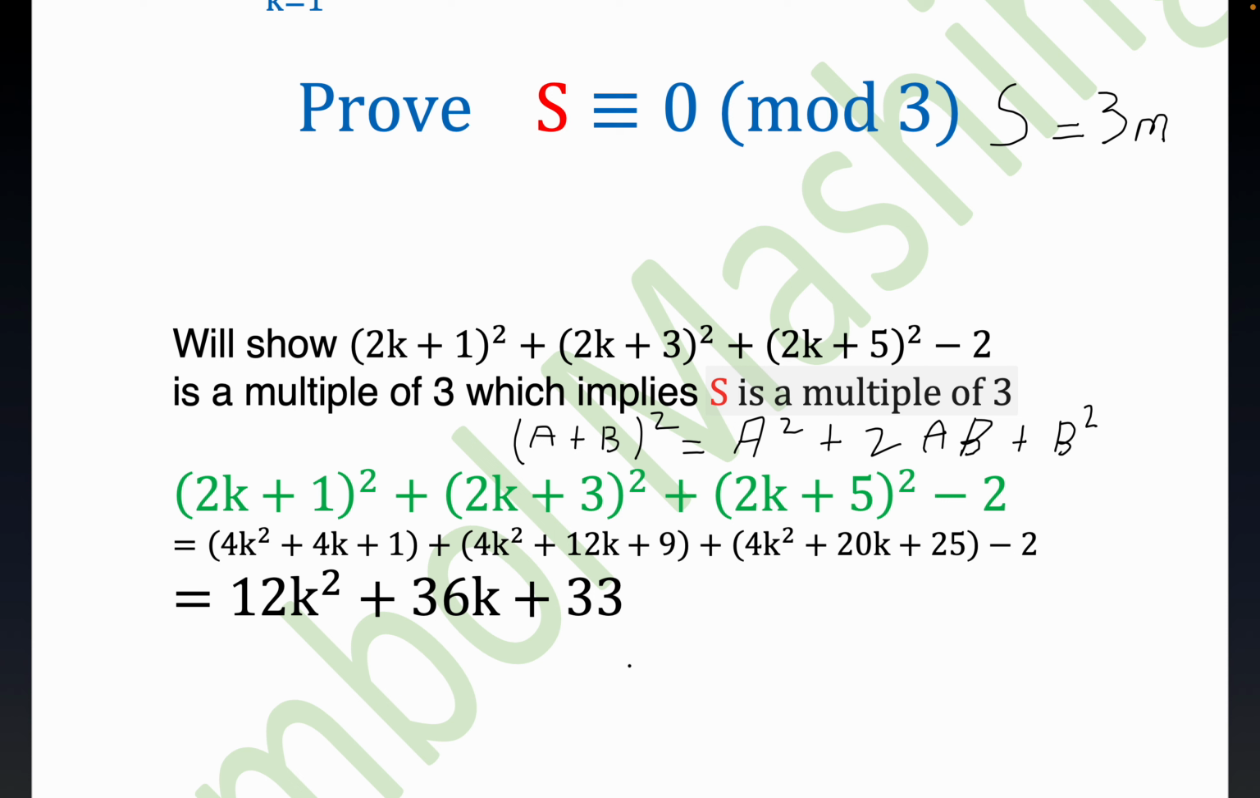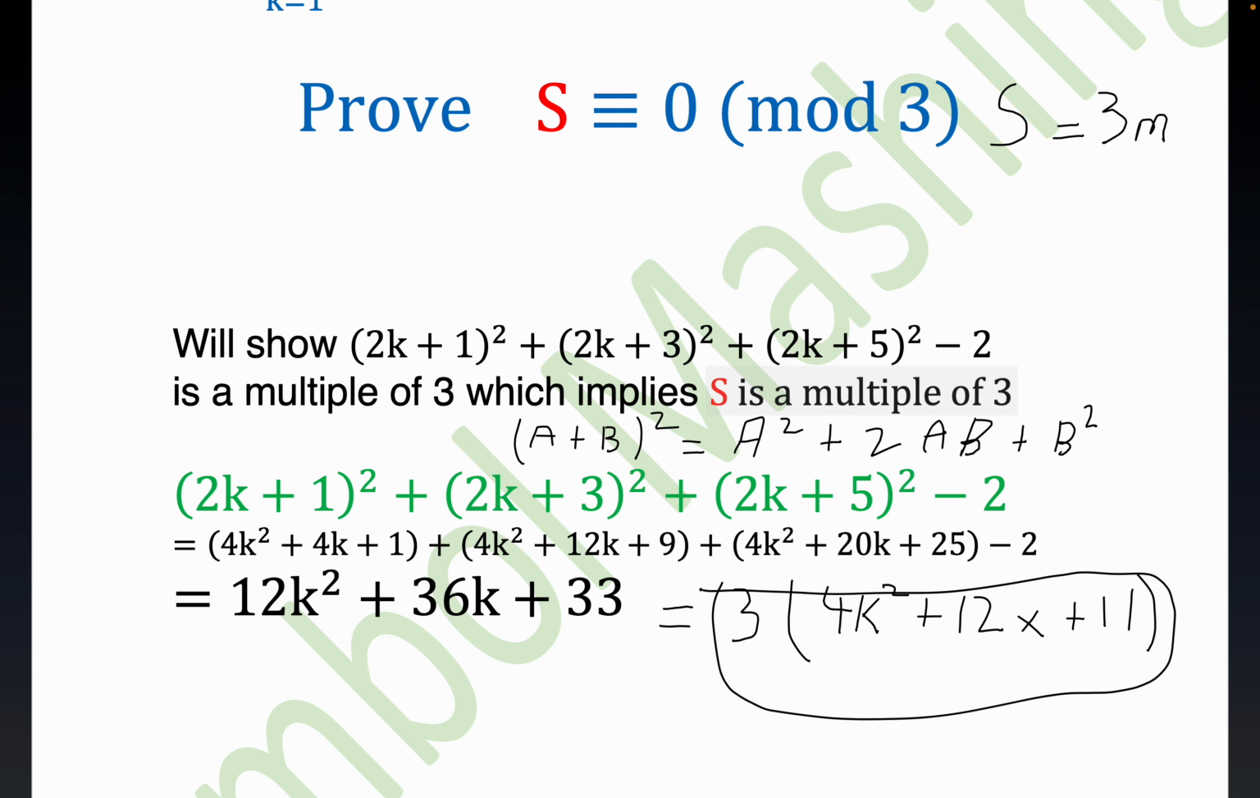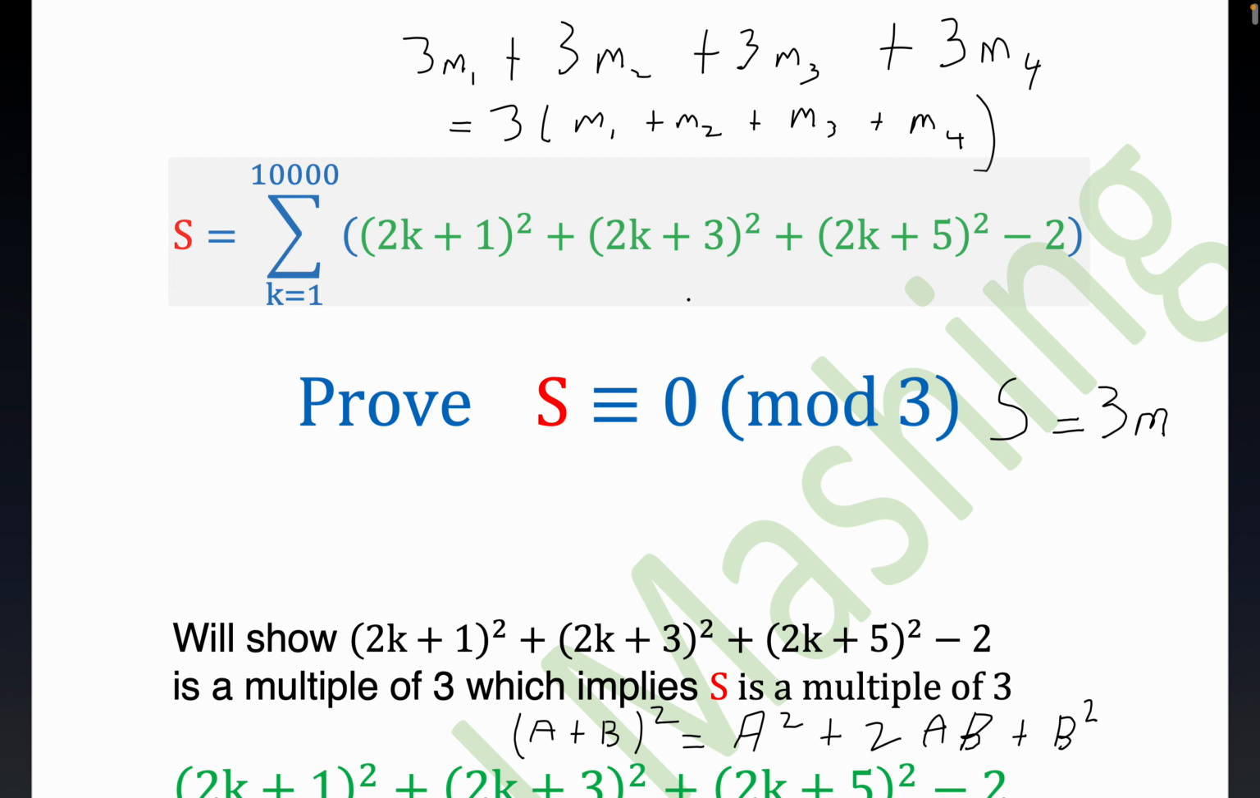Now notice right here we're almost done because there's certainly a 3 common to all of these terms. So we can write this as 3 times (4k squared plus 12k plus 11). And so this is a multiple of 3. We've shown the green object, which is the sum, is a multiple of 3. And again, hopefully it's convincing that showing that is a multiple of 3 means you're just adding up 10,000 multiples of 3. And so we've proved what we set out to prove.